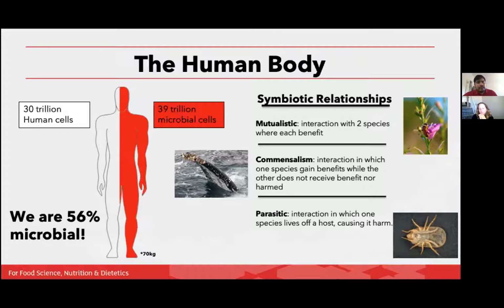As I mentioned before, many microbes rely on a relationship between them and a human host or animal host or even a plant host. This relationship is known as a symbiotic relationship. Now, there are three known relationships. One, mutualistic, where there's an interaction between two species where they each benefit.